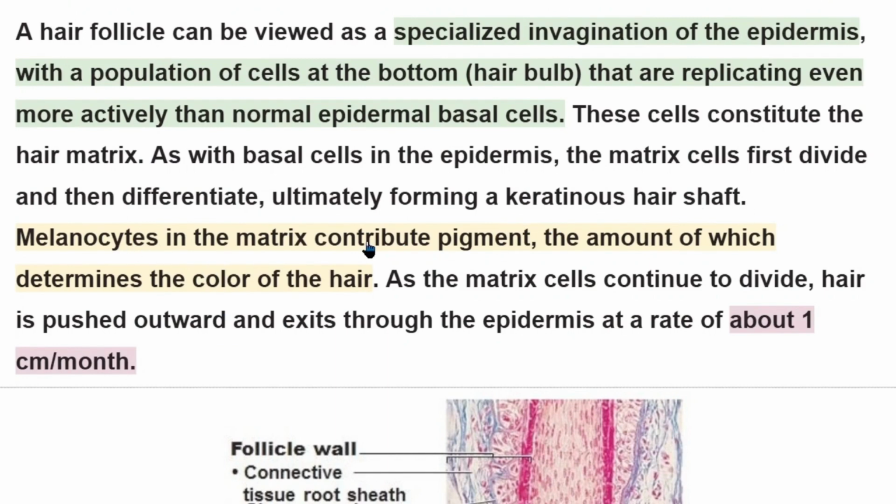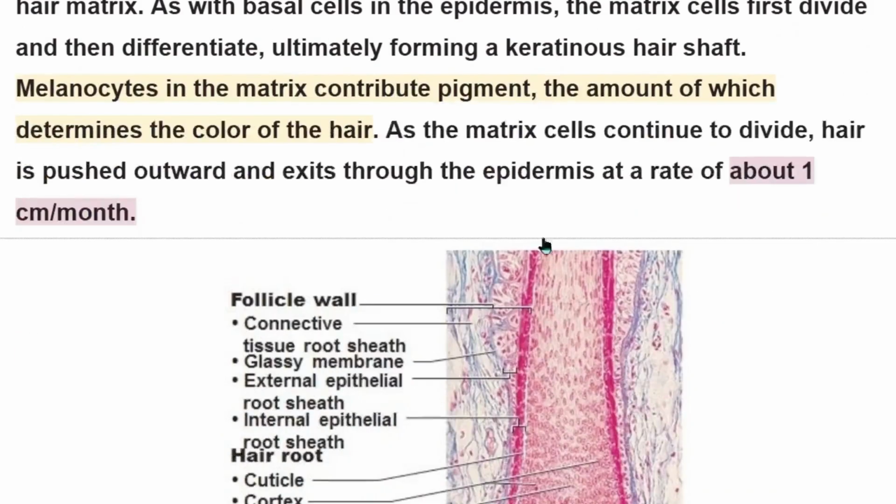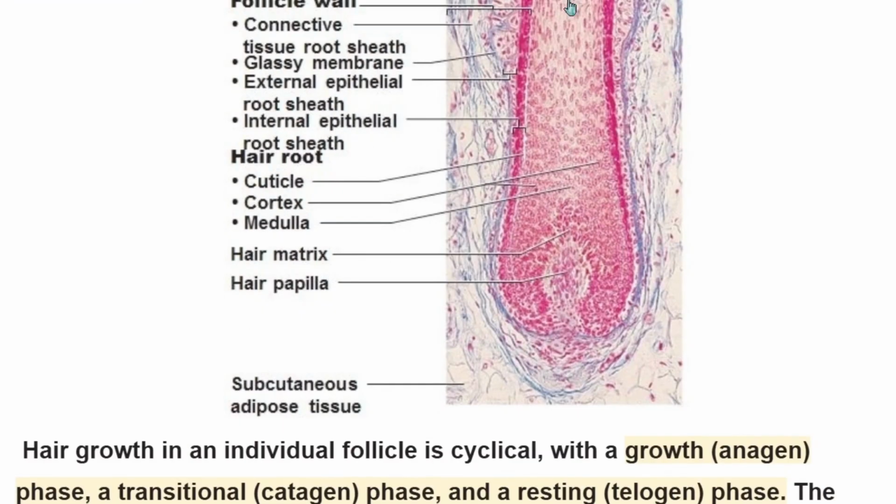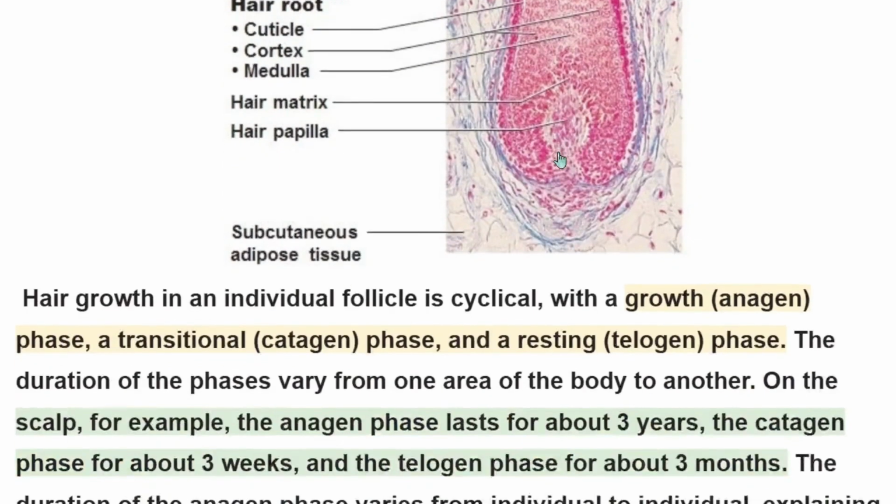Melanocytes in the matrix contribute pigment, the amount of which determines the color of the hair. As the matrix cells continue to divide, hair is pushed out and exits through the epidermis at a rate of about 1 centimeter per month. As we can see here, this histology is showing the hair follicle. We have here the hair cuticle, cortex, medulla, and so on.